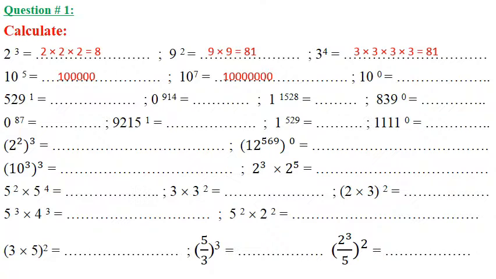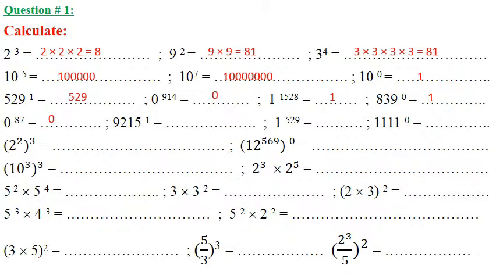10 to the power 0, we take 1 and we add no 0, and any number to the exponent 0 gives me 1. 529 to the power 1 gives me the number itself, 529. 0 to the power 914 is 0. 1 to the exponent 1528 is 1. 839 to the power 0, any number to the power 0 gives me 1. 0 to any exponent gives me 0.